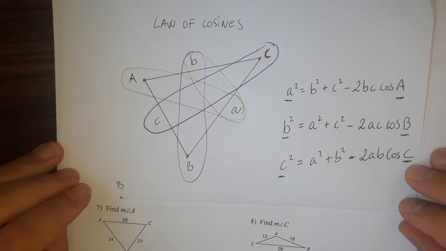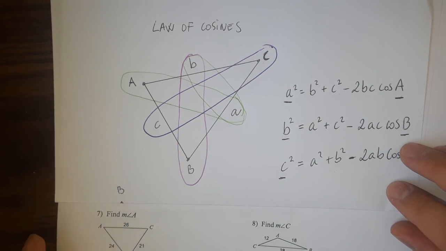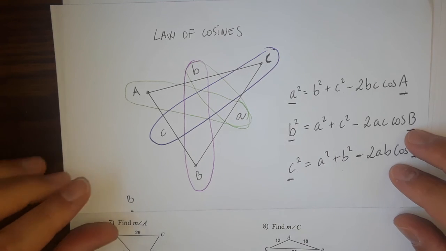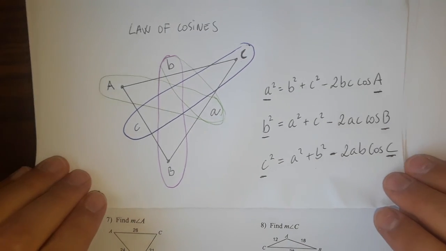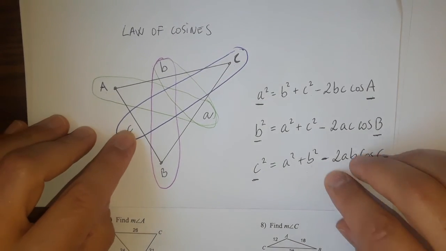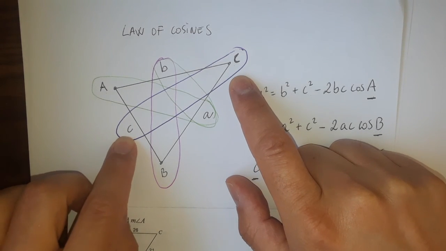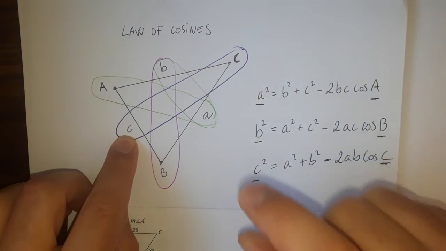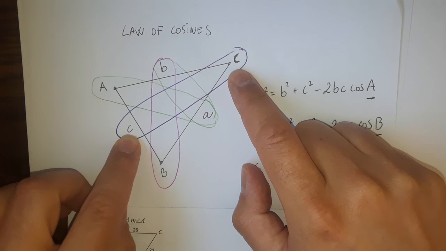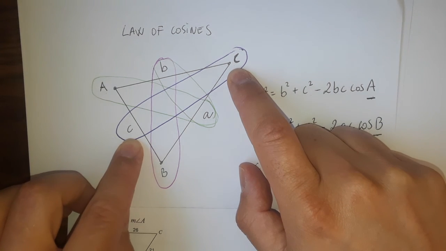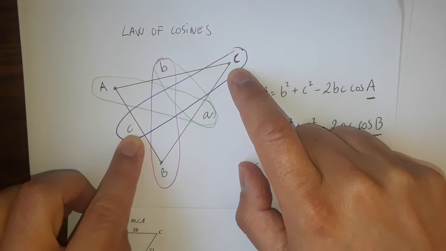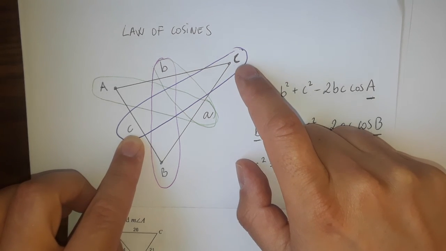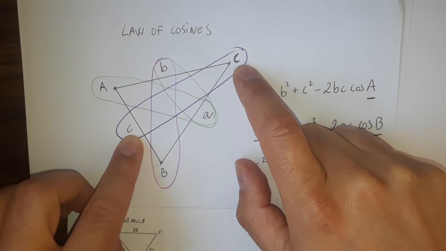Good morning, students. So today we're going to use the law of cosines to solve for an angle. We're going to remember that the important point here, again, is that when we label the triangle, we have to make sure that the name of the angle and the name of its opposite side are the same.